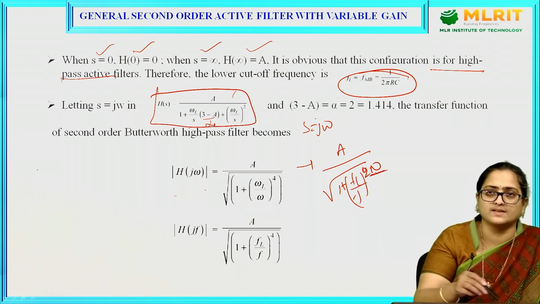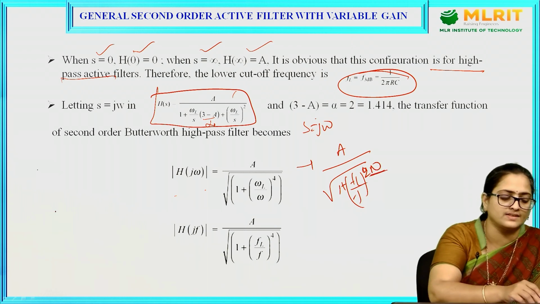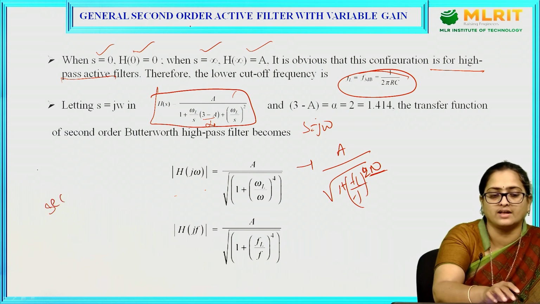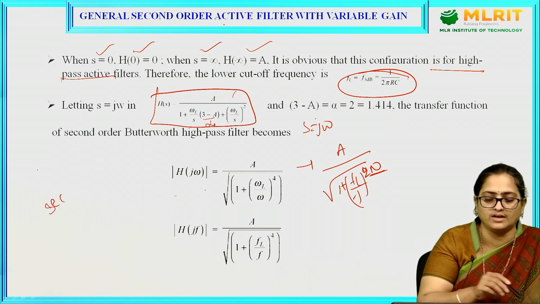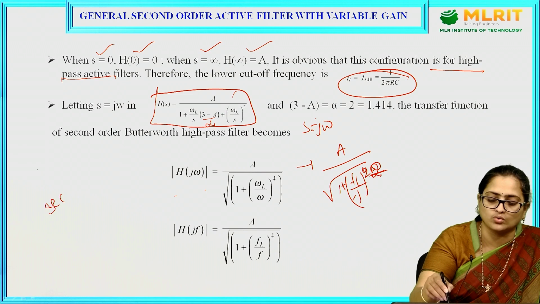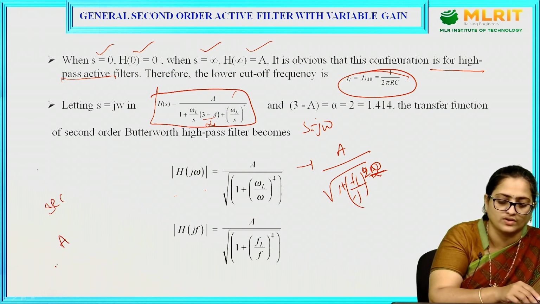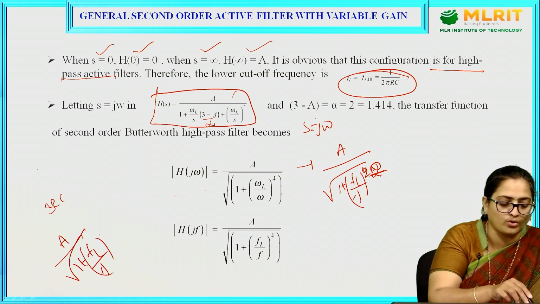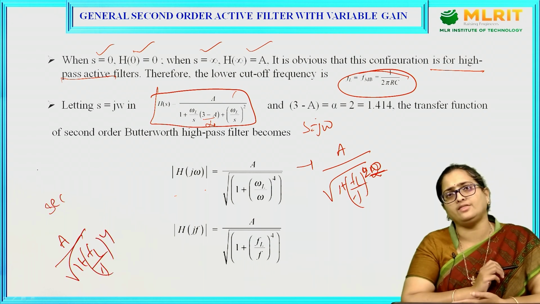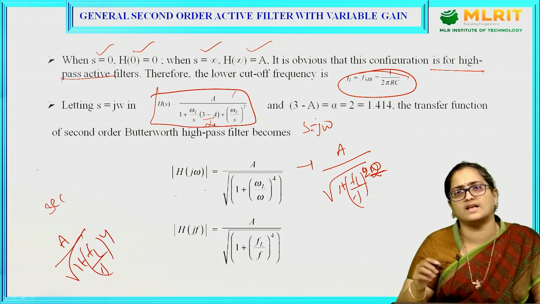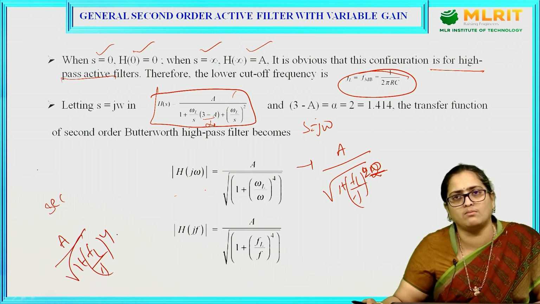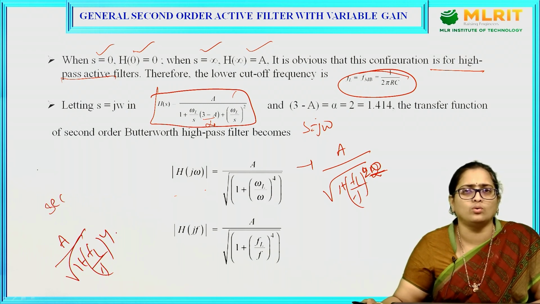This n represents the order. If this is a second order, as we are deriving a generalized second order active filter, n will be 2. So the transfer function is given as A by root over 1 plus (fL by f) whole to the power of 4. If it is an nth order, the transfer function is given as A by root over 1 plus (fL by f) whole to the power of 2n.